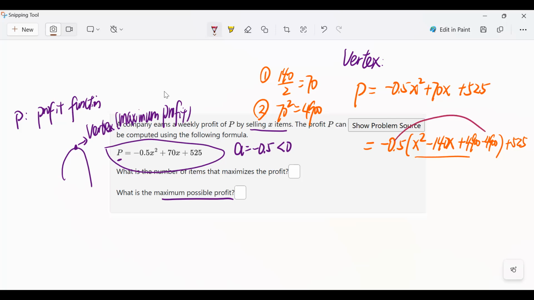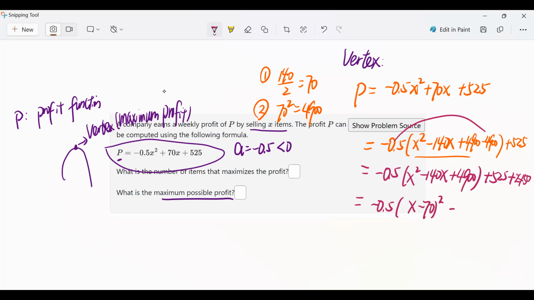And so the first three terms give us the perfect square. And then we're going to move this outside, right? The last term is outside. So negative 0.5 times (x squared minus 140x plus 4,900), and then plus 525, plus 0.5 times 4,900, which is 2,450, in the back. And then we basically have this perfect square inside parentheses, so (x minus 70) squared. Combine them, right, we get 2,975.